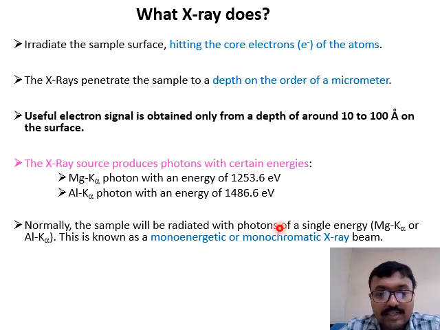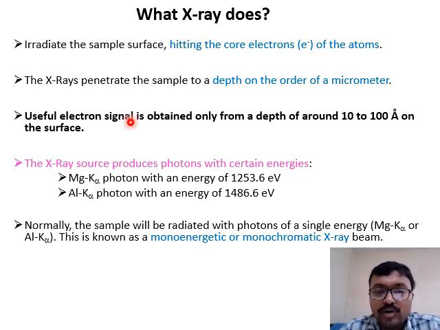Another thing, in XPS we are using a single monochromatic X-ray radiation, meaning single energy X-ray radiation. There are two types of X-ray we are using. One is magnesium K alpha, another one is aluminum K alpha. Magnesium K alpha has energy 1253 electron volt, and aluminum K alpha has energy 1486 electron volt. So these are the X-ray sources we are using in the XPS instrument.